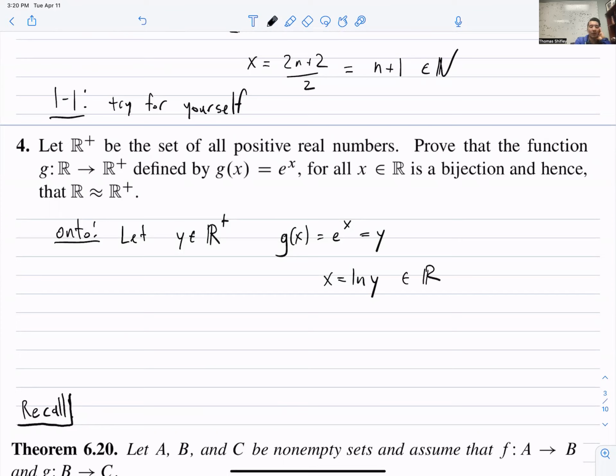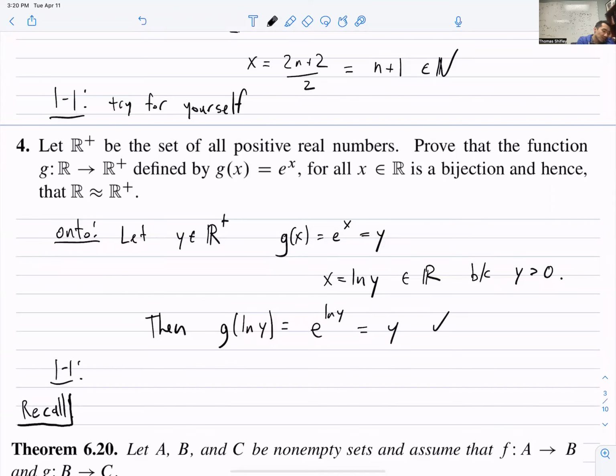Why is that an element of R? Well, because y is strictly greater than 0, right? It's a positive real number, so it exists. Then g of ln of y will be e to the ln y, which equals y, and it checks out.